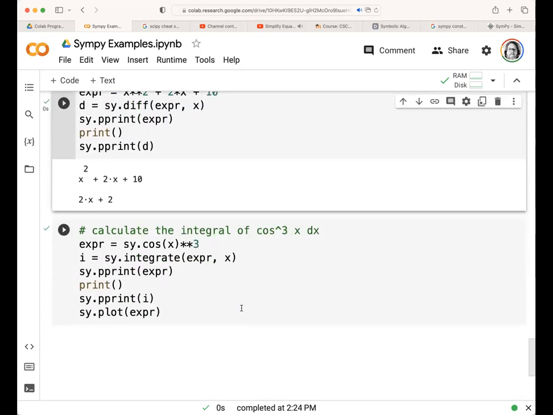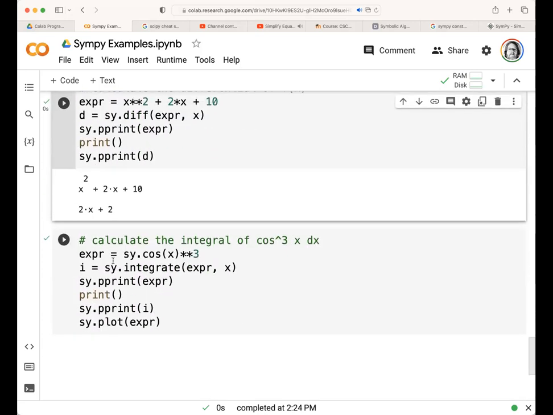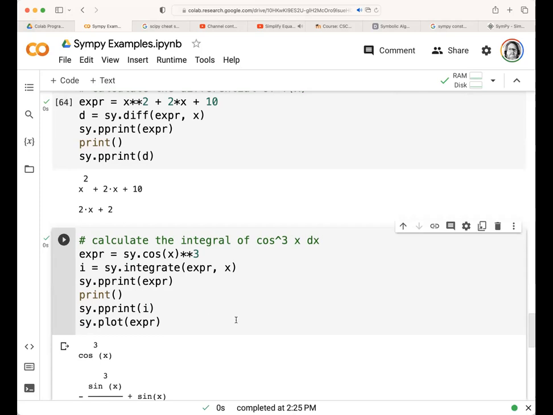You can also do an integral. The integral we're doing here is the cosine of x cubed, dx. We're going to integrate that out as well, set it equal to I. We're going to print the original expression, and print the integral of that. And we're then going to plot out the answer, because plots are easy.